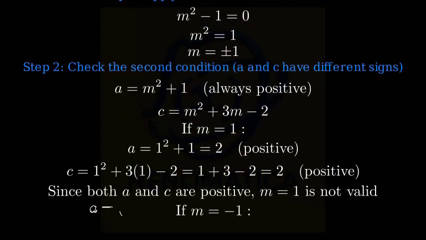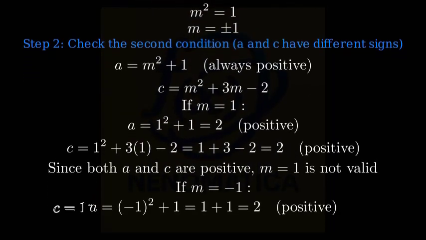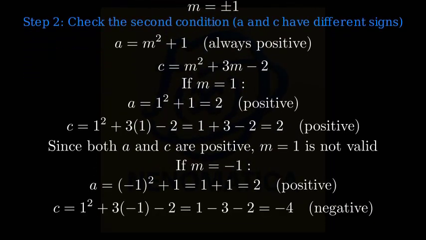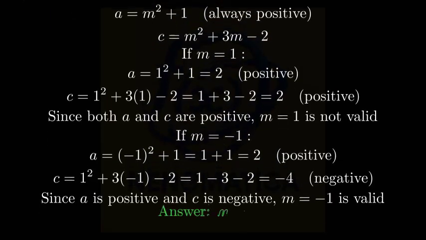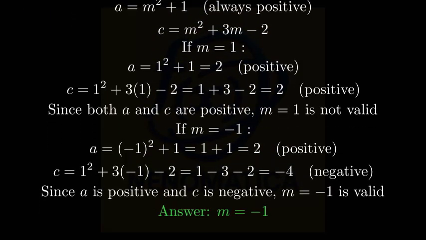If m equals negative 1, then a equals negative 1 squared plus 1, which is 2, positive. And c equals negative 1 squared plus 3 times negative 1 minus 2, which is 1 minus 3 minus 2 equals negative 4, negative. Since a is positive and c is negative, they have different signs. Therefore, m equals negative 1 is our answer.